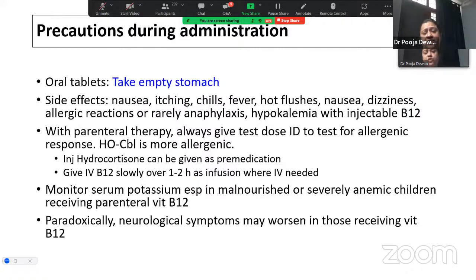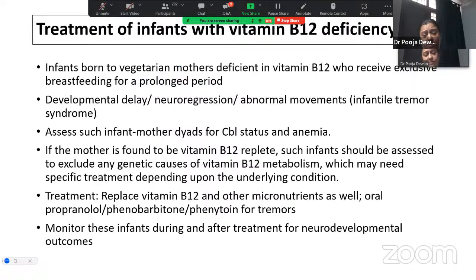Sometimes neurological symptoms can worsen in those receiving vitamin B12 because suddenly your neurotransmitters start getting formed in the body, and you may notice that the neurological symptoms have actually worsened, and you will find a lot of case reports on that. So the reason is that when you give the food for neurotransmitters and they are being formed, suddenly the neurological symptoms can worsen in the initial phases. So you need to watch for any worsening.